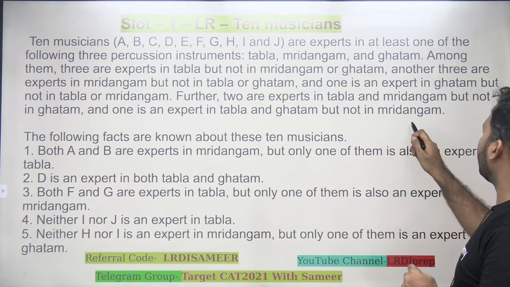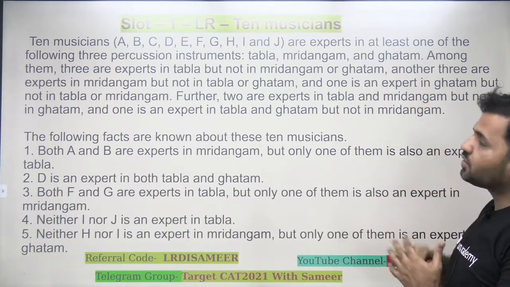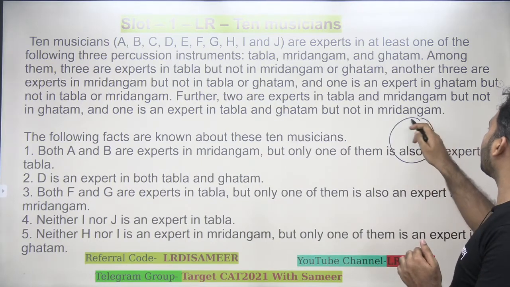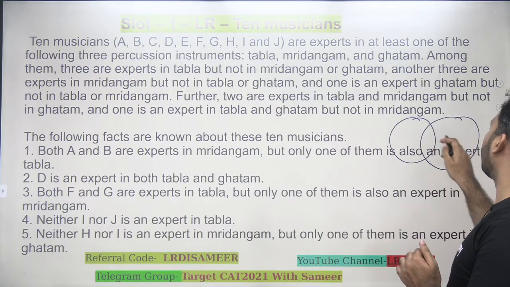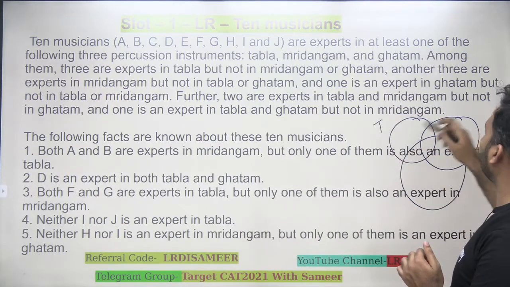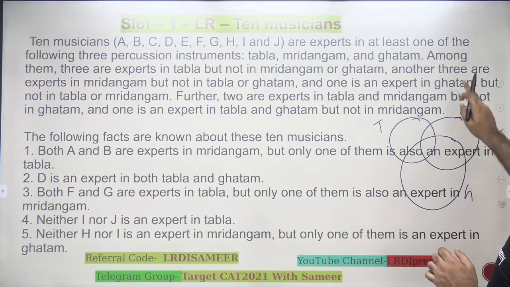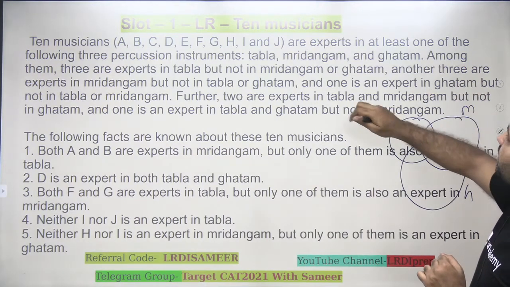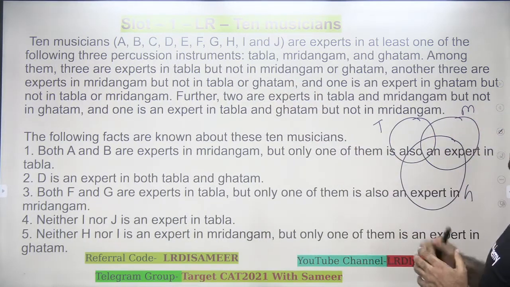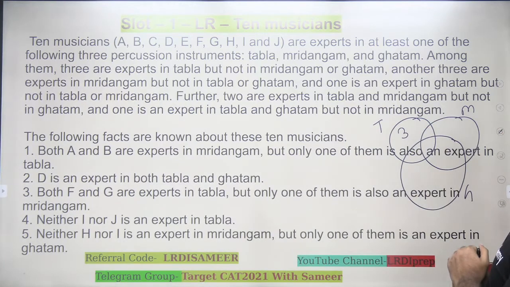See, if I make a Venn diagram of three sets, why three sets? Because three instruments are being mentioned over here. So let's try to understand the information. If I make a three-set Venn diagram here, it says tabla, mridangam, or ghatam. It says there are three experts in tabla but not in mridangam. So three experts are only in tabla.